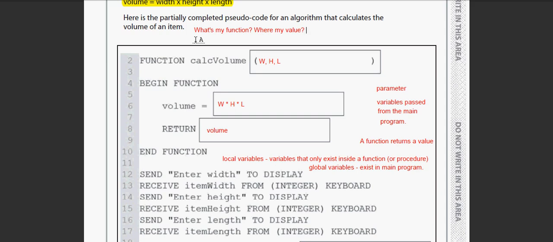Both are subprograms. Both can be called from anywhere in the main program. Both can be called multiple times. Both can run multiple times during a program when they're called. But a function returns a value. That's what a function does. It returns something. A procedure simply runs. It does what it's asked to do, and then the main program continues. A function returns a value.